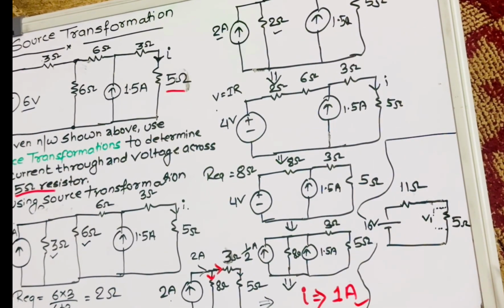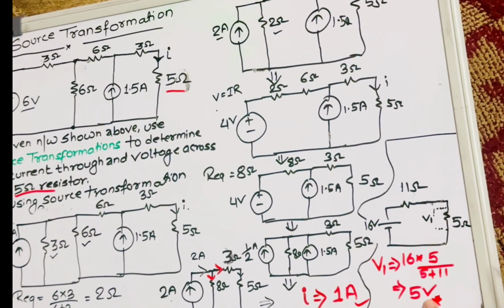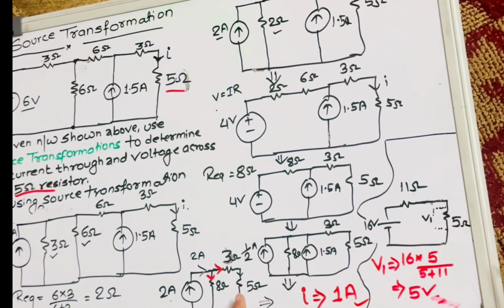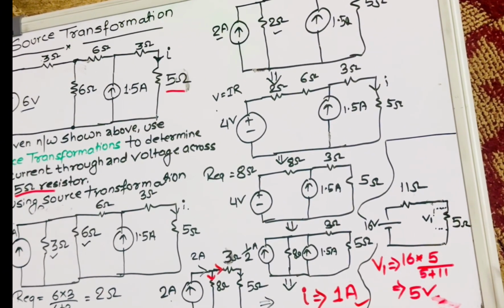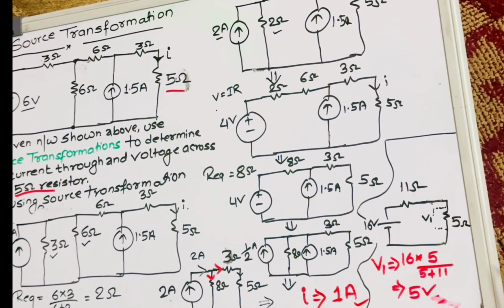If V1 is the voltage drop across the 5 ohm resistor, using the voltage divider rule, we know that 16 into 5 ohm upon 5 plus 11, which means the voltage drop across the 5 ohm is 5 volt. You can use this method also. You can directly, after identifying the current, write the voltage drop across the 5 ohm resistor is 5 into 1, or R into I, which is 5 volt. That's how you can solve the problem using source transformation.